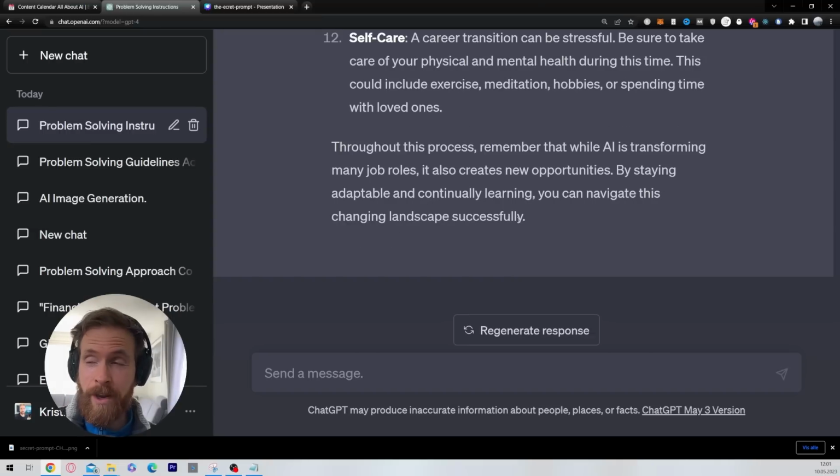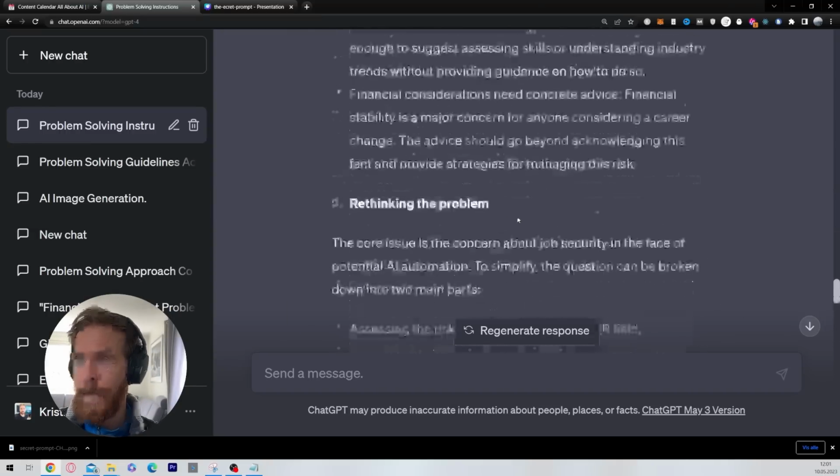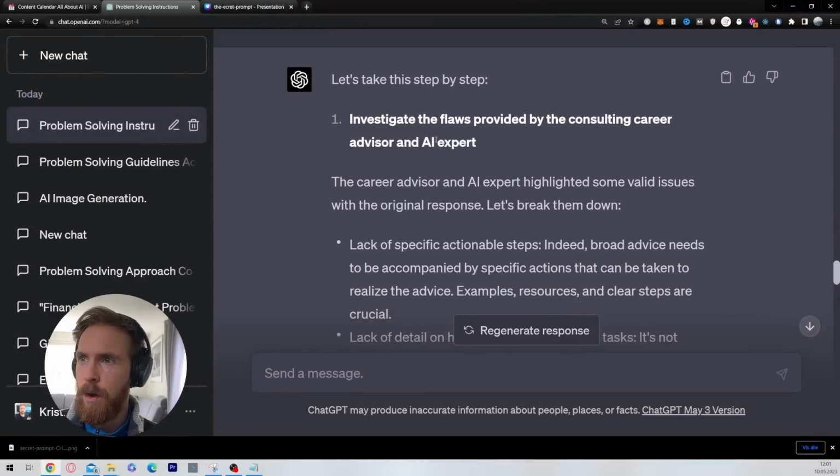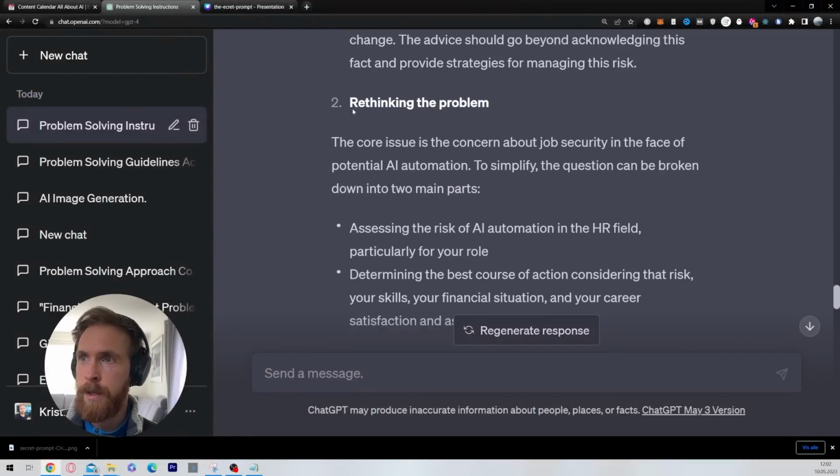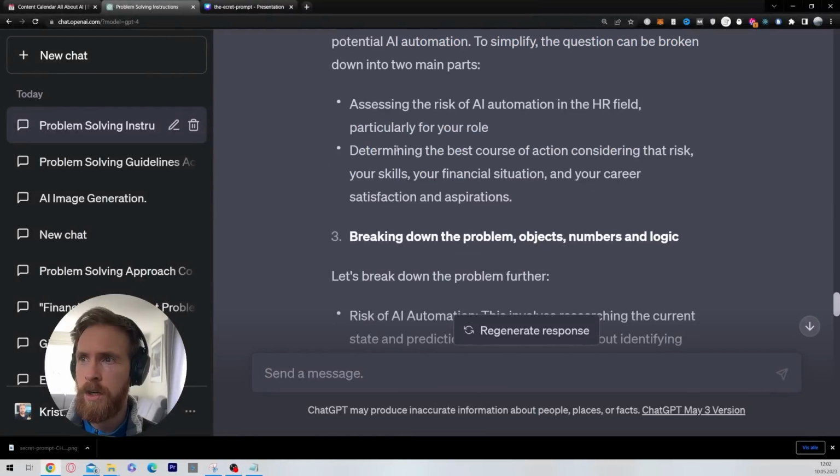We are left here with a very in-depth answer, so I'm not going to be able to go through everything, but let's just go over it. So it starts to investigate the flaws provided by the career expert. It wants to rethink the problem. The core issue, job fix automation. To simplify, the question can be broken down into 2 main parts. Assessing the risk of automation in the HR field. I think that's good, particularly for your role, that's important. Determining the best course of action, considering that risk, your skills, your financial situation, and your career satisfaction and aspiration.